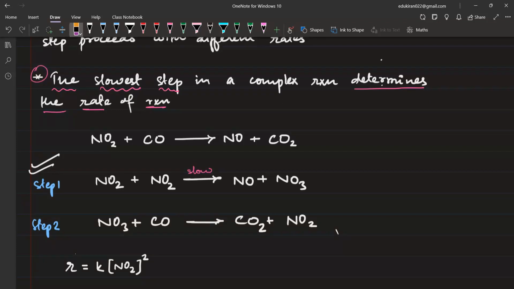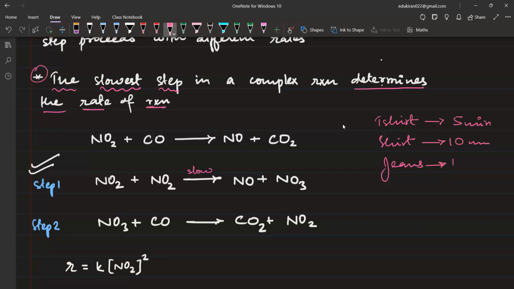Now if someone has this question, why the slowest step is determining the rate, for that we give you an example. Let us suppose we have washed a t-shirt, a shirt, and a jeans. The t-shirt takes 5 minutes to dry, the shirt takes 10 minutes to dry, and the jeans takes 15 minutes to dry. So overall, if I want to dry all of these 3 things, how much time would it take?